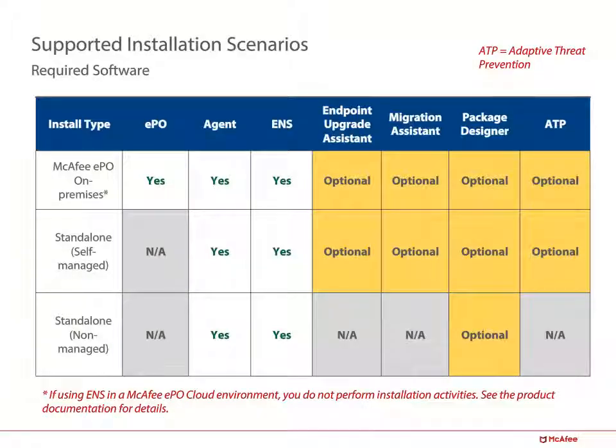For the supported installation scenarios, the required software that you have to have is always the agent and the ENS product. Everything else either comes under optional or is not available for that particular feature. The one that definitely has EPO as a part of it is the EPO on-premise management of this product.